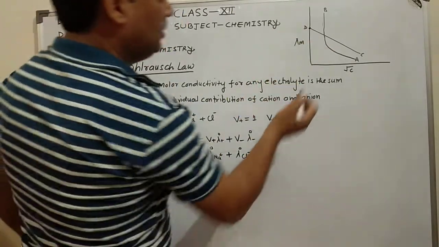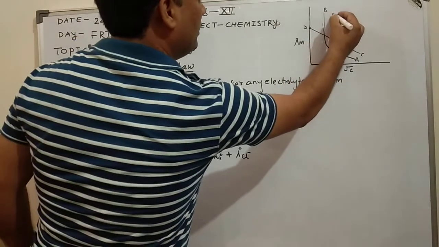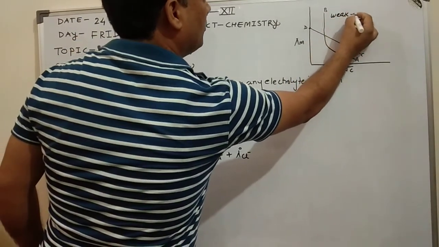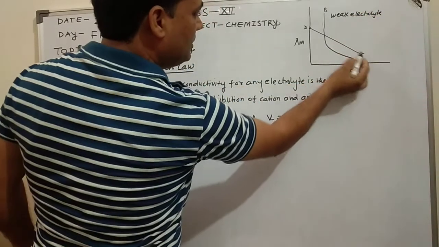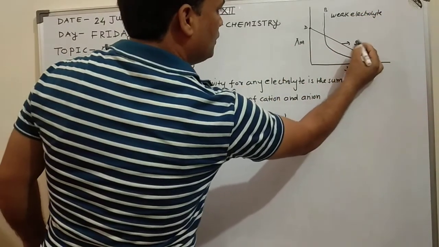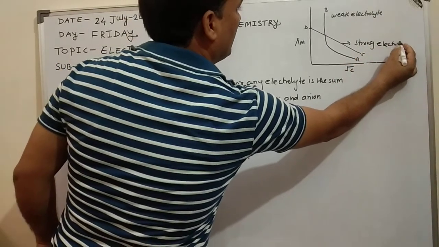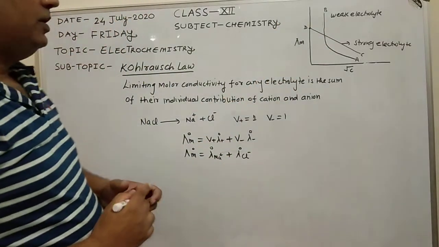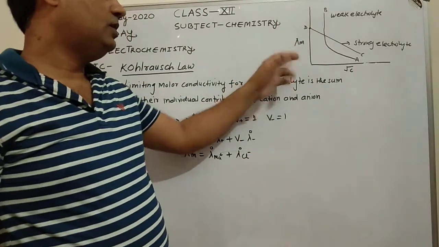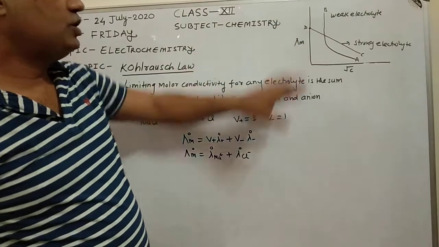The point: lines A, B represent weak electrolyte, and lines C, D represent strong electrolyte. This type of question is asked in the CBSE examination, that is the board examination. So you are required to focus on this type of question also.